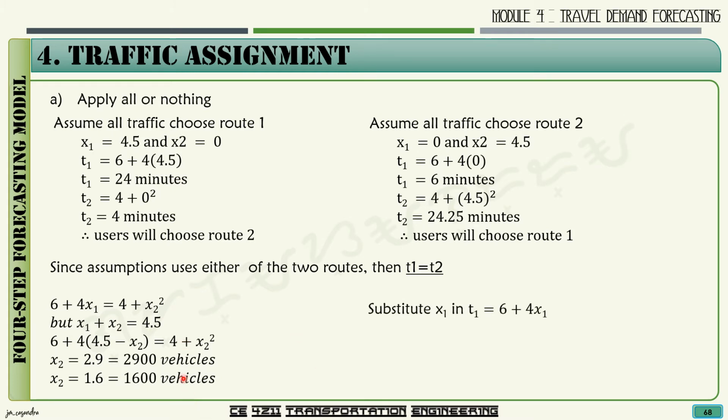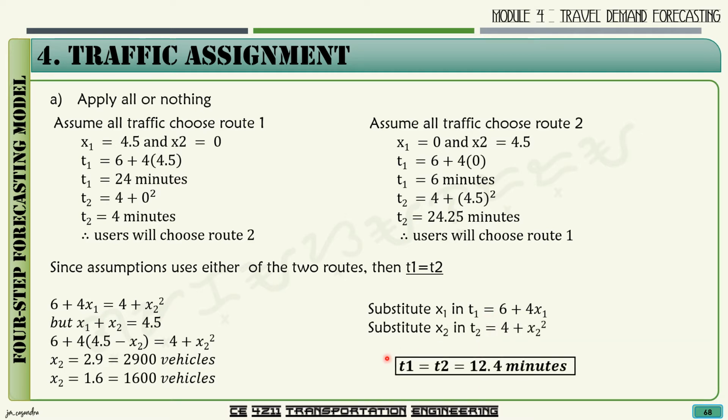Okay? So with this, we could now substitute x1 in T1. T1 now will be equivalent to 12.4 minutes, which is also the same as T2. So if we distribute our vehicles in these routes, they will have the same time of arrival.